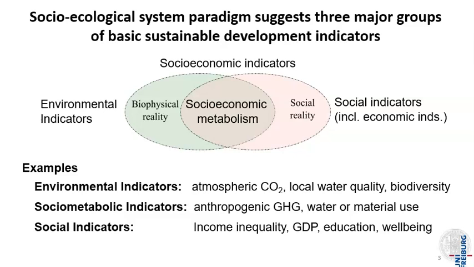We have environmental indicators like atmospheric CO2 concentration or biodiversity measures. We have socio-metabolic indicators like anthropogenic greenhouse gas emissions or water and material use. And we have social indicators like total economic performance, GDP, or income inequality. These are the general 3 types of indicators which can always be used to categorize the indicators that are around.